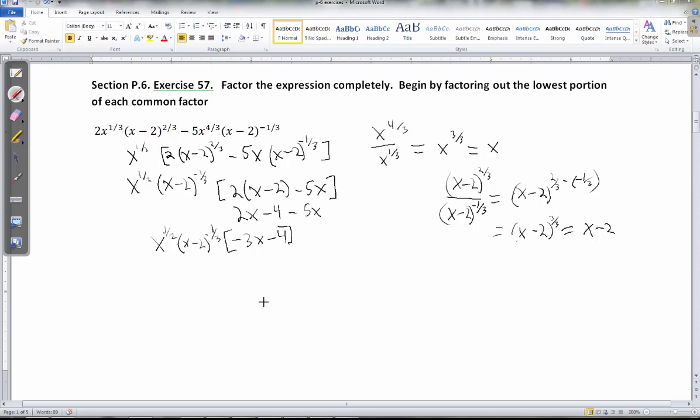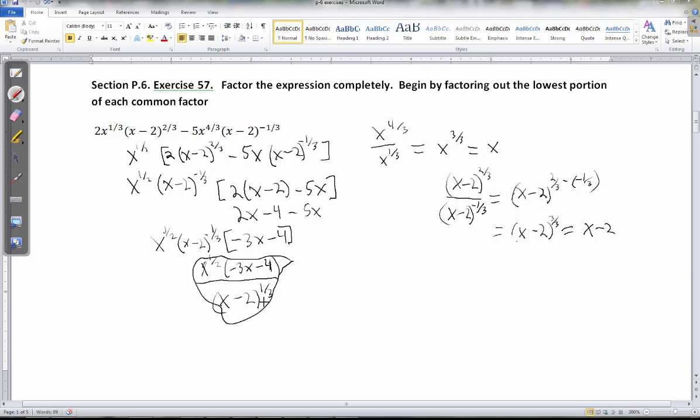Last step here, what I want to do is just take my factor with a negative exponent and put it on the bottom. So my final answer should be x to the 1/2 times negative 3x minus 4 over x minus 2 to the 1/3. And that's our final answer. Whoop.